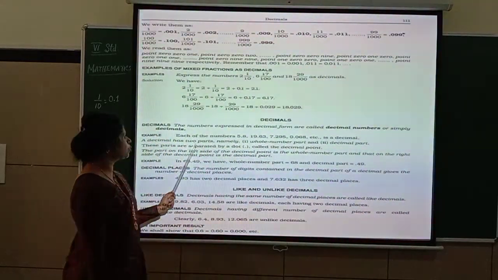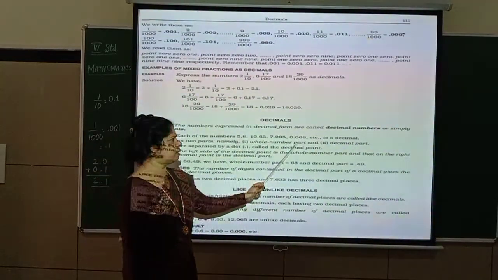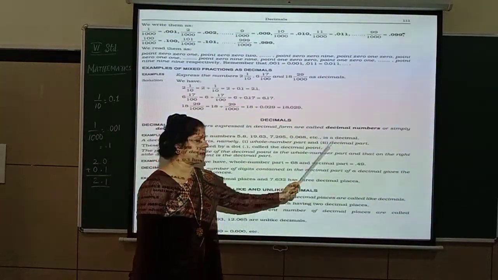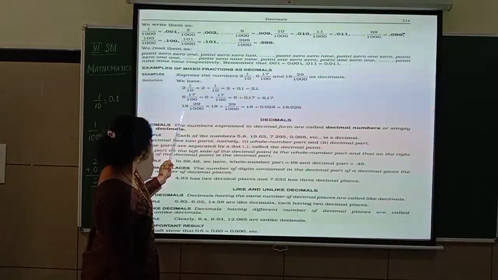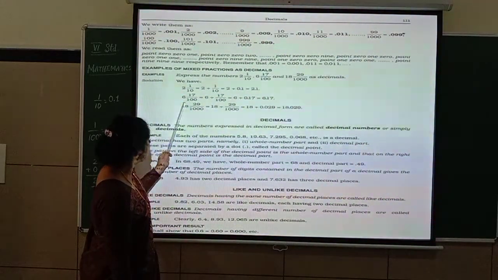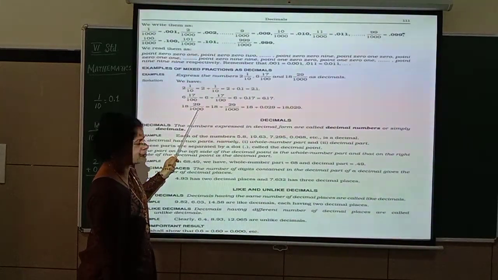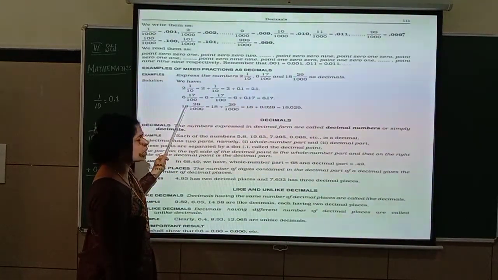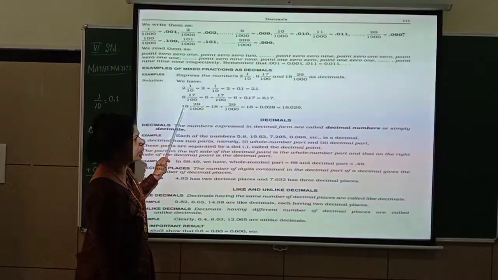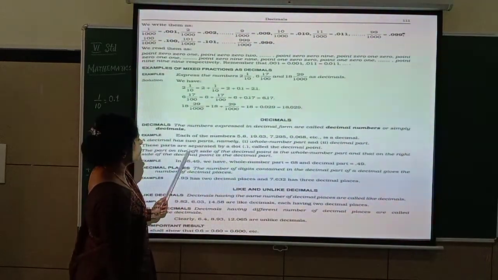A decimal has two parts, namely, the first one is the whole number part and the second one is the decimal part. Which is the whole number part? This is the whole number part. In this fraction, this is the whole number part and this is a fraction, with numerator as well as denominator. When numerator and denominator come, then you call that a fraction, but which is written outside is called the whole number.